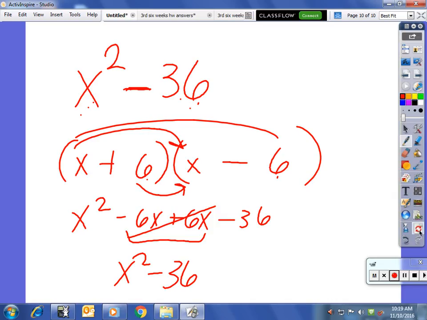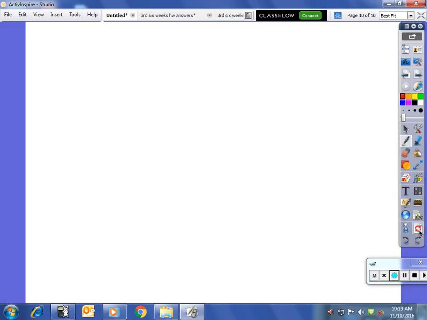Here's the problem with the difference of two squares. A week from now, when I give you a quiz, and this is mixed in the middle of a bunch of other stuff, is recognizing it when you see it.